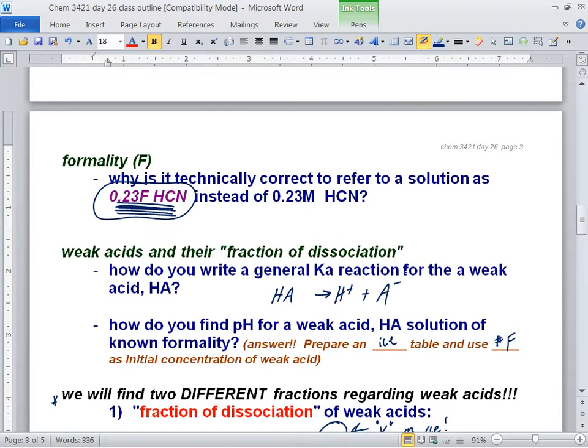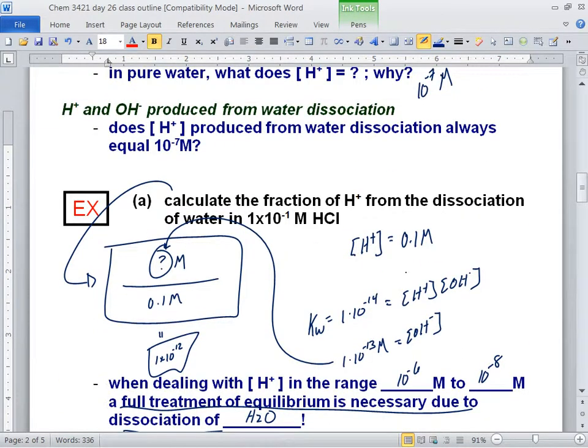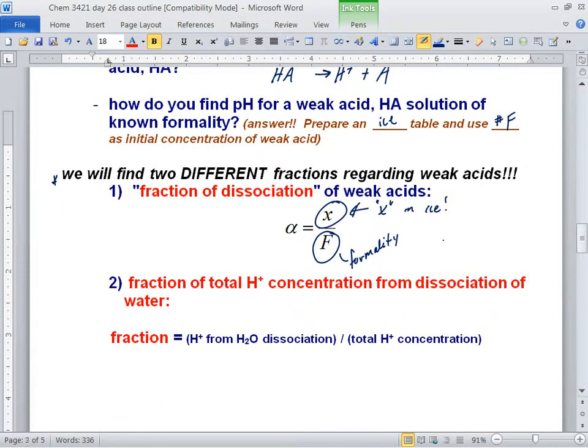Kind of what we talked about earlier, right? What's the fraction of the hydrogen ion that's from the dissociation of water? And that's what we did here. Well, how do you do it? Put the total hydrogen ion concentration in the denominator, and divide that number by the hydrogen ion from the water from dissociation. And again, if you're talking about a weak acid, how do you know the hydrogen ion? We got our x, so we have our hydrogen ion concentration. But how do you know the contribution from water dissociation?